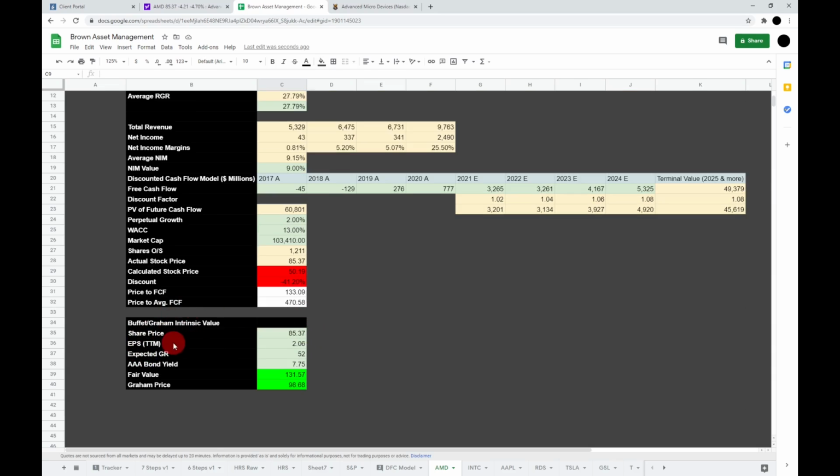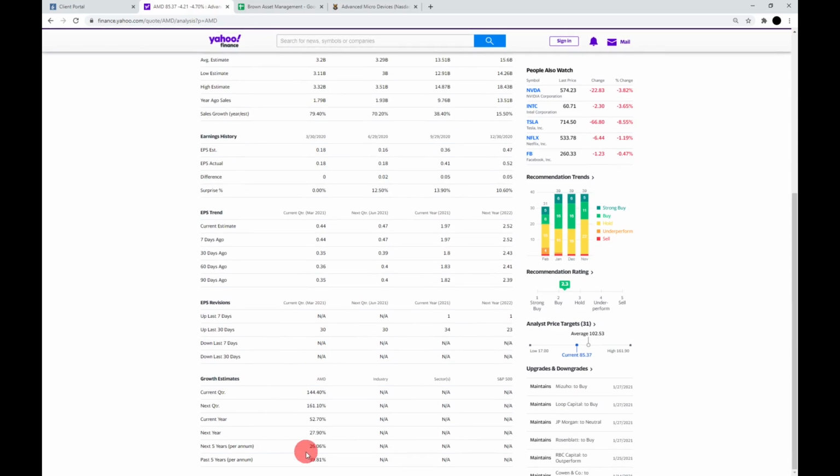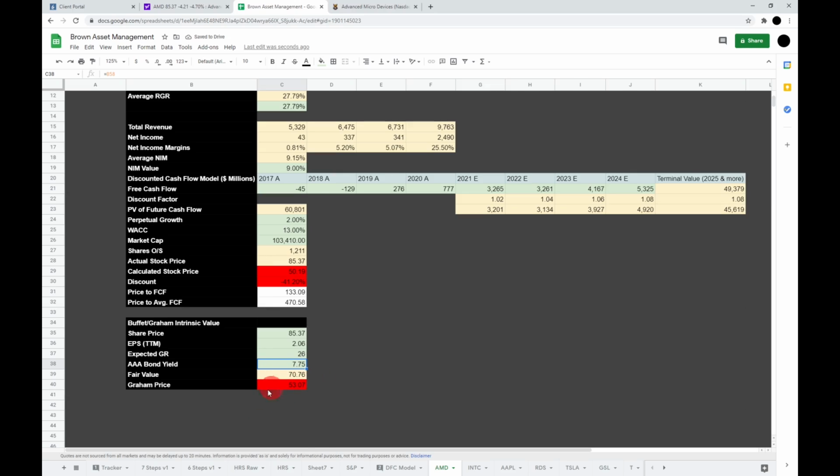If we go to the Buffett Graham intrinsic value, the fair value that they would have it at is $131 a share and a Graham price of 98, but this is if they have an expected growth rate of 52%, which is very, very high. Is doable, yes. So if you're very bullish on AMD, you could use this as a marker. But if we go to Yahoo and look at more of a 5-year analyst, which puts it around 26, you can see that would have a fair value of $70 and a Graham price of $53 a share. So can they grow at a 50% rate over the next year, and can that persist? If so, it looks like it's a buy. If not, then I would stay away.